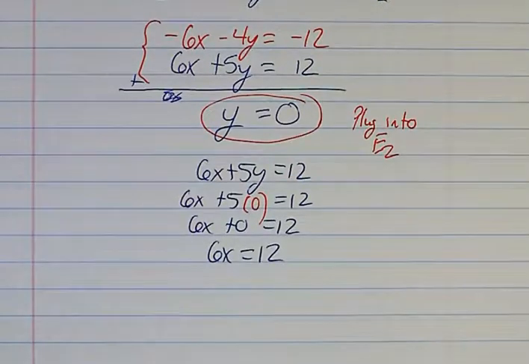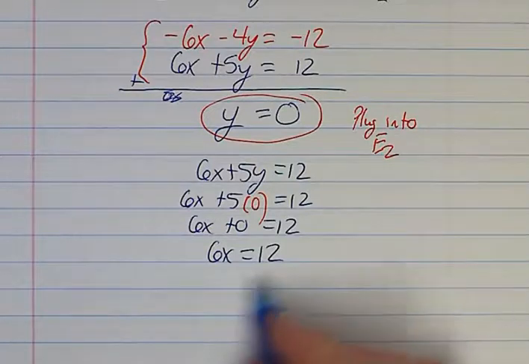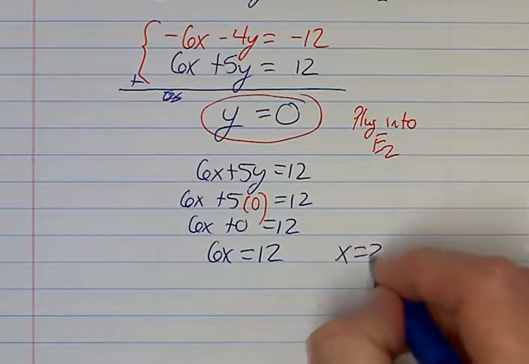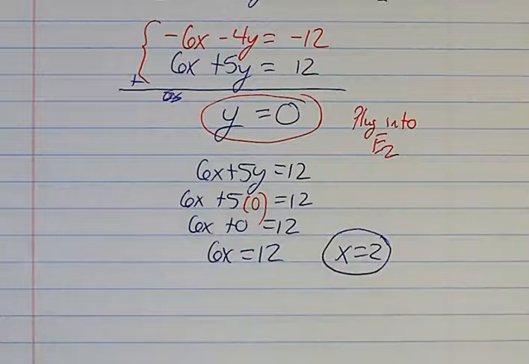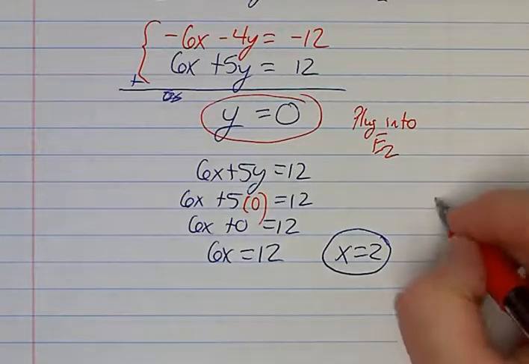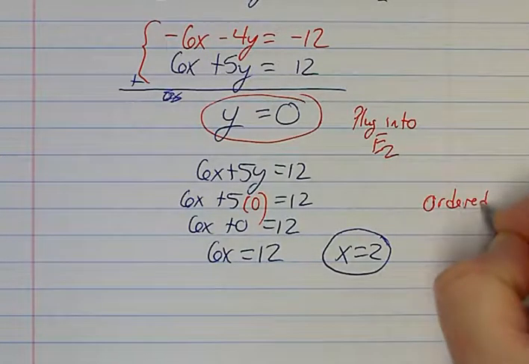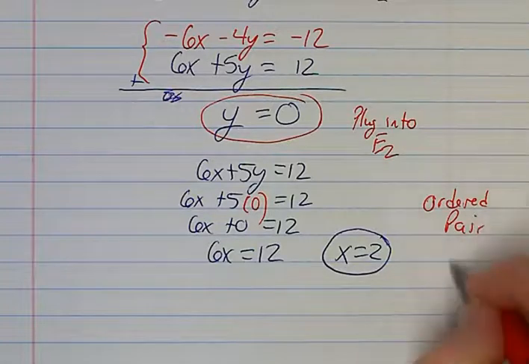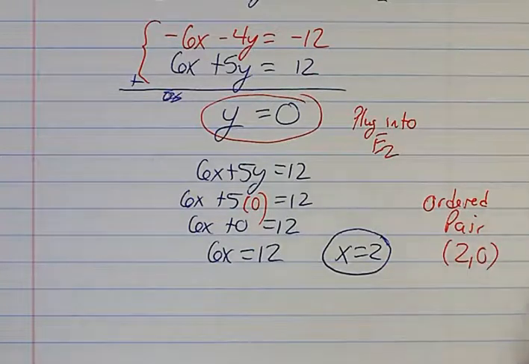So we've got 6x equals 12. Take 12 divided by 6, so now you got x equals 2. Okay, so there's your two individual answers. Again, if you do it as an ordered pair, that would be (2, 0).